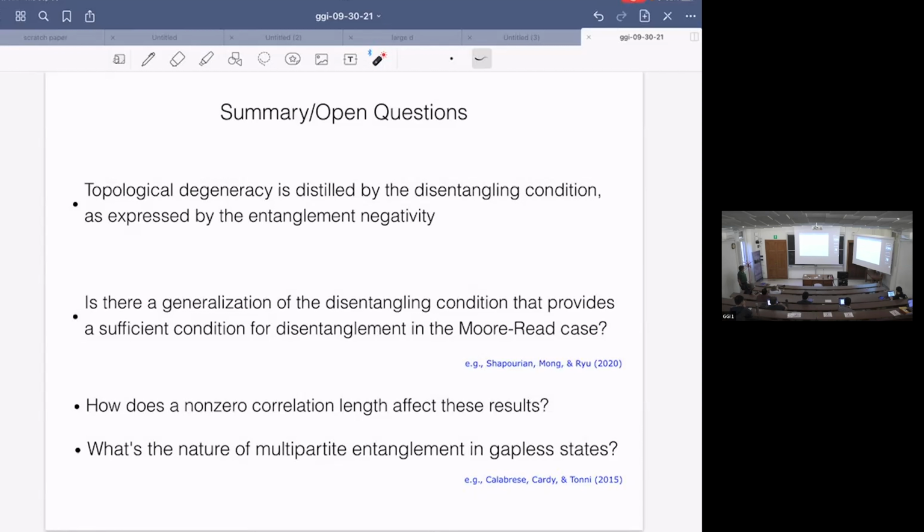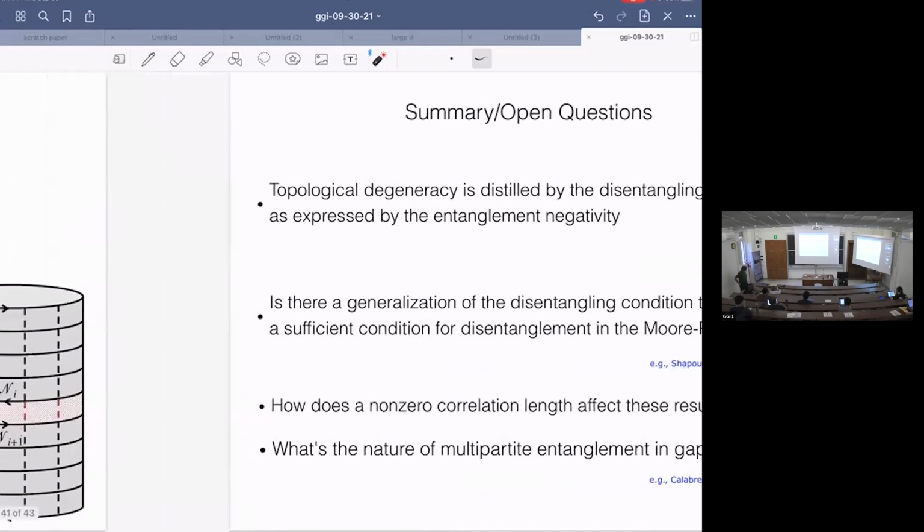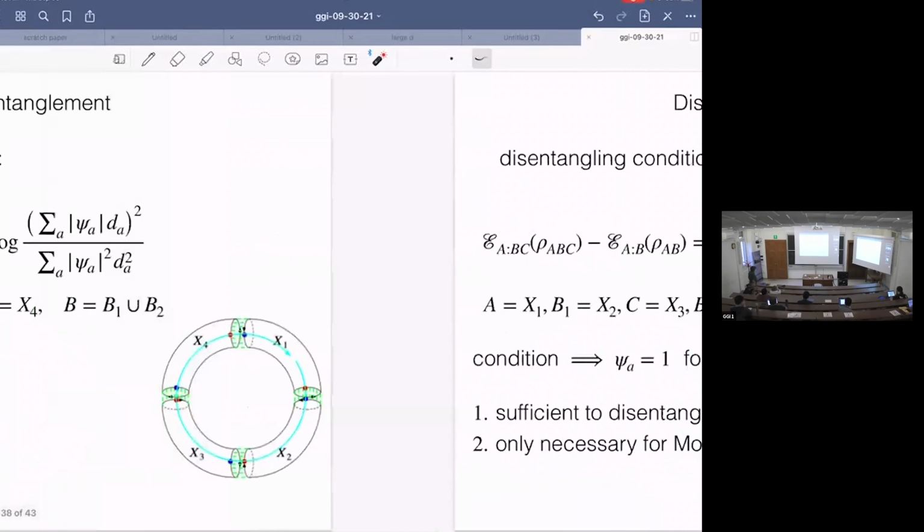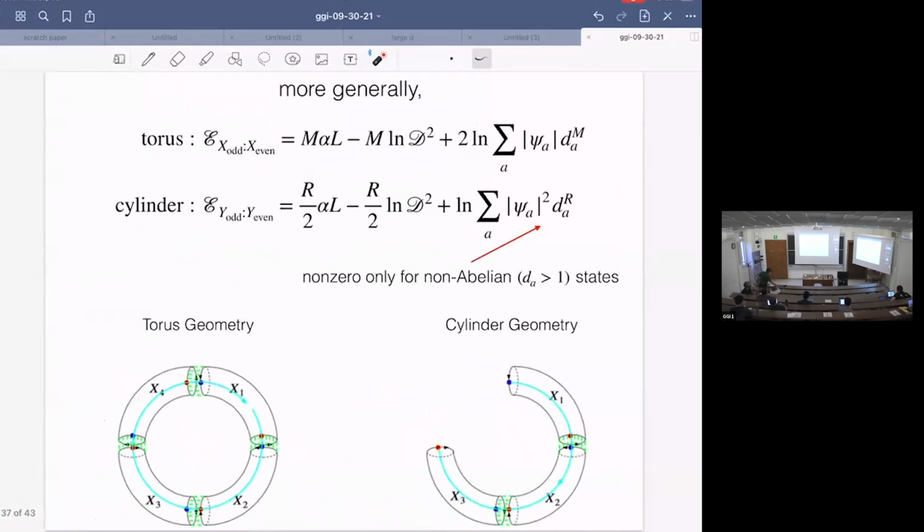Yeah, that's an interesting question. Not that I'm aware of. If I go back to these equations here, the only thing that they seem to distinguish is abelian versus non-abelian. But within non-abelian states, whether it's irrational versus integer, that doesn't seem to be distinguished, as far as I can tell.